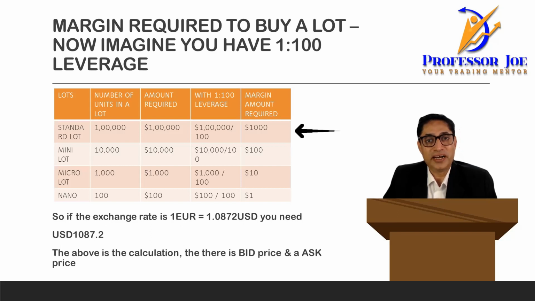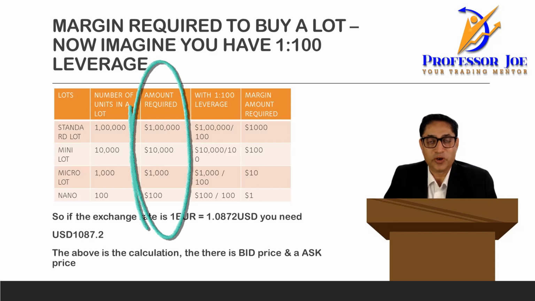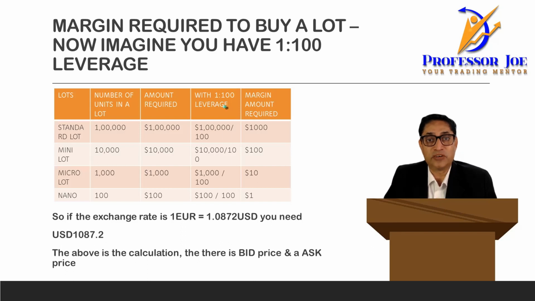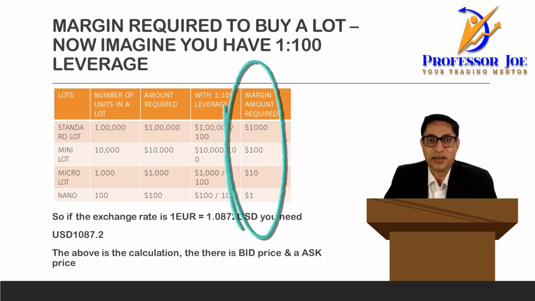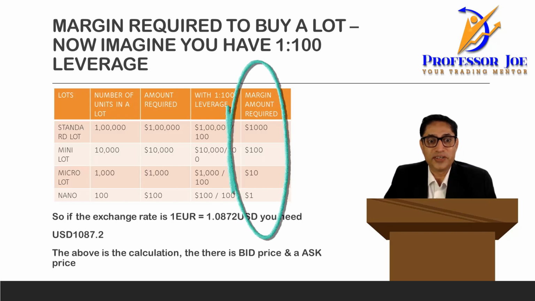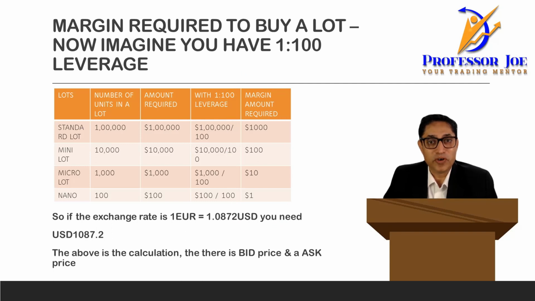Same way, you need only $100 to buy a mini lot, only $10 to buy a micro lot, and only $1 to buy a nano lot. Earlier, what you needed was $1 lakh, $10,000, $1,000, and $100. Now, because of the leverage, all you need is a margin of $1,000 for a standard lot, $100 for a mini lot, $10 for a micro lot, and $1 for a nano. So if you want to buy one standard lot of euro, that is 1 lakh euros, all you need to have is $1,087.20.